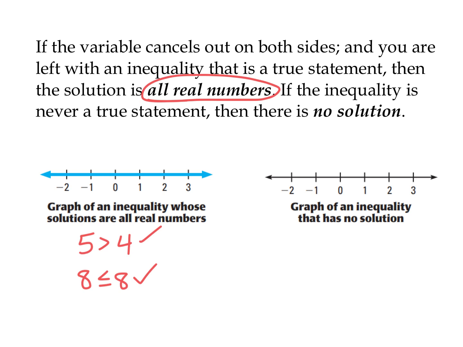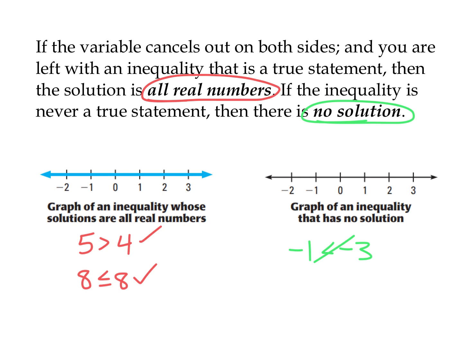If the variable cancels out on both sides and it's a statement that's never true, like -1 is less than -3, or something that's never going to be true, you get no solution. Okay, so no solution is when you get the variable to cancel on both sides and you get an untrue statement. All real numbers is when the variable cancels on both sides and it's always a true statement. And your graphs will look like they do here.